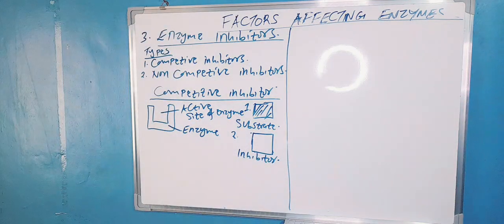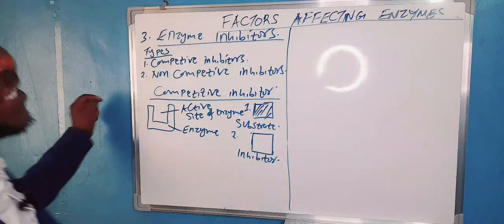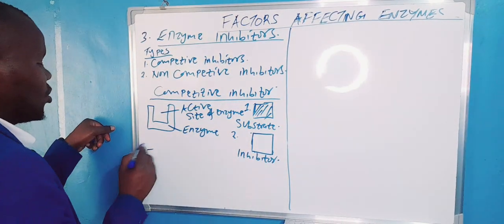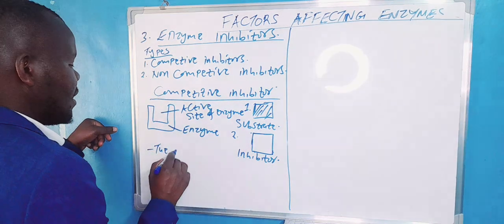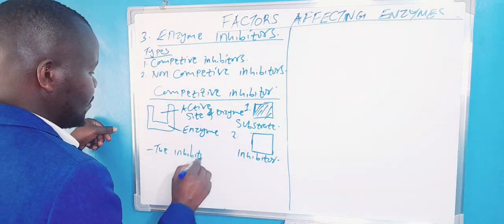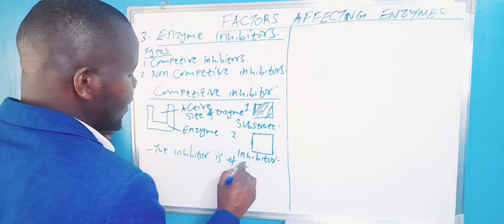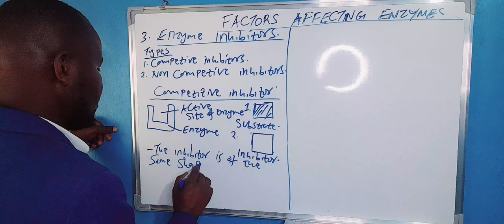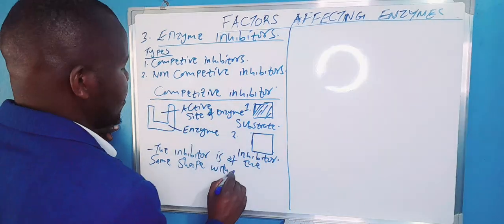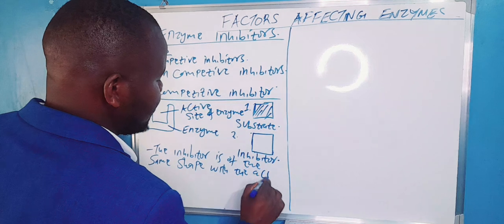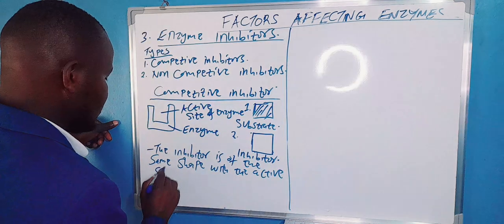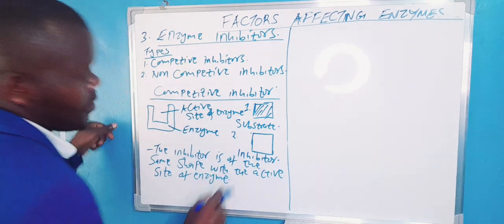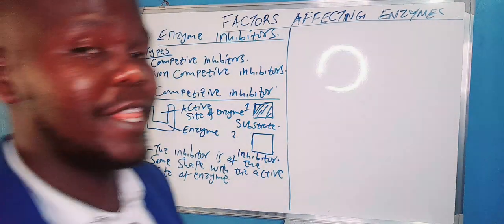So what you should understand, the features of a competitive inhibitor: they are of the same shape as the active site. So the inhibitor is of the same shape as the active site of the enzyme.